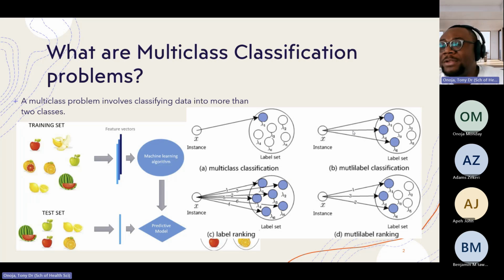However, there is a difference between multi-label classification and multi-class classification. I think I discussed this extensively with one of my master's students when he was working on his project. We talked about this issue of multi-label and multi-class. Multi-label means that one particular instance can map into several other labels.